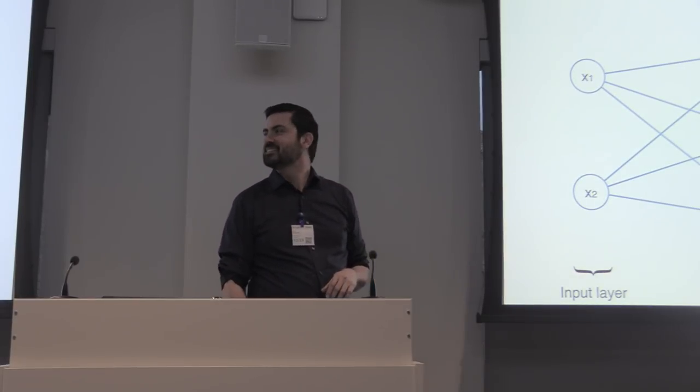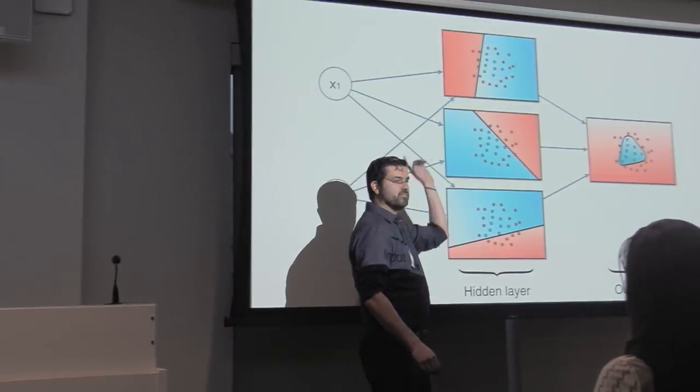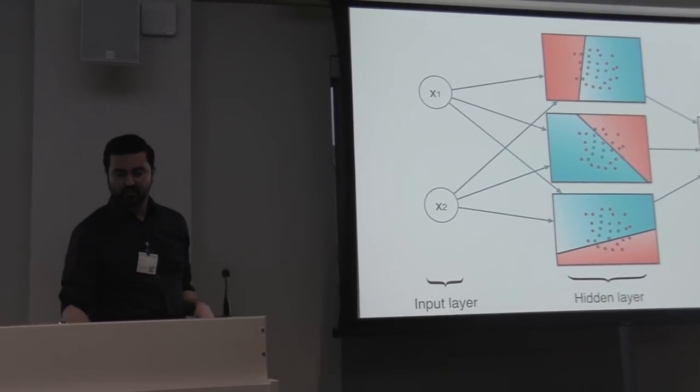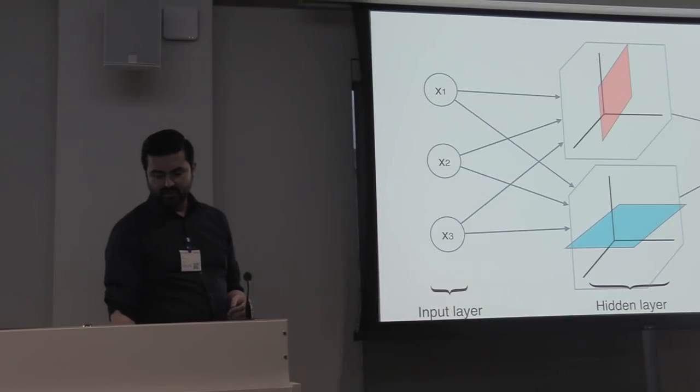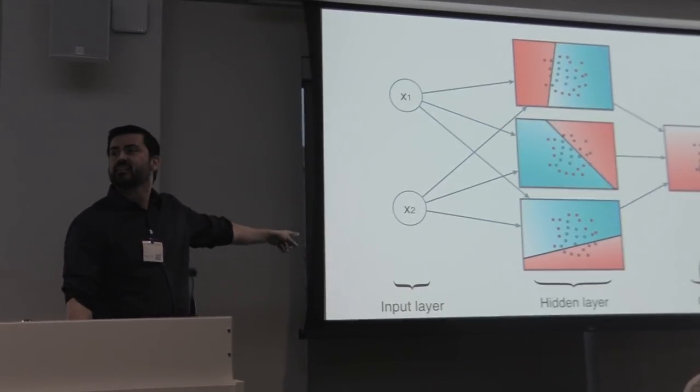You can bound triangles or anything. As a matter of fact, you can bound every region with just enough of these. So if you take a neural network with enough of these, you can actually model anything you want. We don't do it because it's too slow. But what happens if we make the first layer bigger?